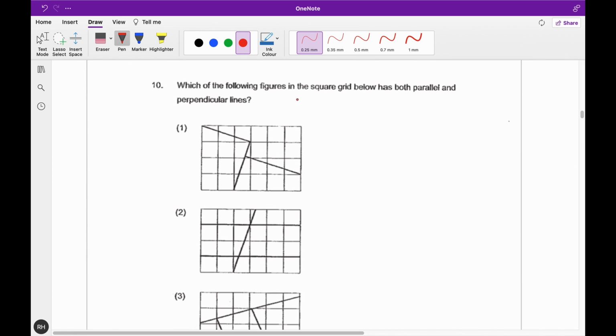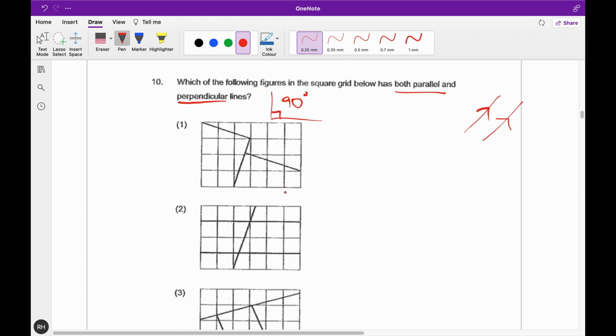Question 10. Which one of the following figures in the square grid below has both parallel and perpendicular lines? Okay, parallel lines means these two lines are moving in the same direction and they will never ever meet. Perpendicular lines means two lines meeting at a point and the angle is 90 degrees. So these are the two types of lines. We want to find the figure that has both of them.